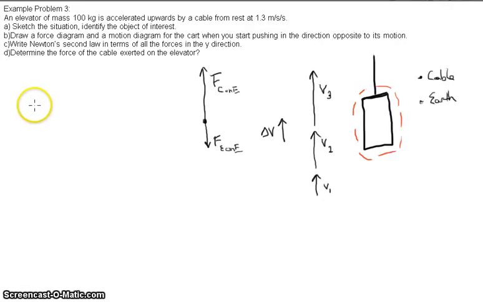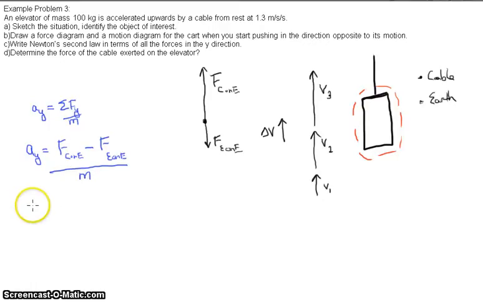Okay, so if we look at this, we only have forces in the vertical direction, so to write Newton's second law in component form, all we have to worry about is the y direction. So we have the sum of the forces in the y direction divided by the mass. We know what the acceleration is, and they're asking us to determine the force of the cable. So the acceleration in the y direction, written out in variable form, will be the force of the cable on the elevator minus the force of the Earth on the elevator divided by the mass of the elevator itself.